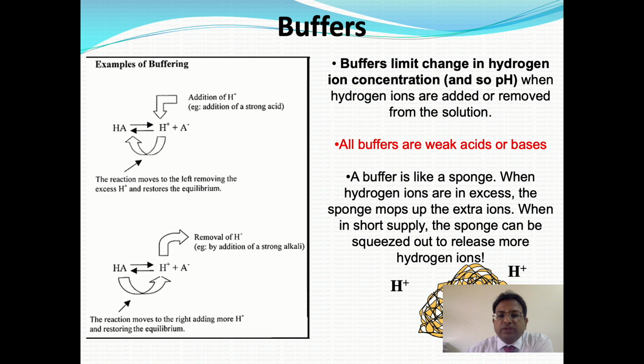All buffers are weak acids or bases. You can imagine the buffer as a sponge. When hydrogen ions are in excess in the system, the sponge mops up the extra hydrogen ions. And when there is a short supply of hydrogen, the sponge as a buffer can be squeezed to release more hydrogen ions into the system, so that the level of hydrogen ion, that is the pH, remains in the normal range.